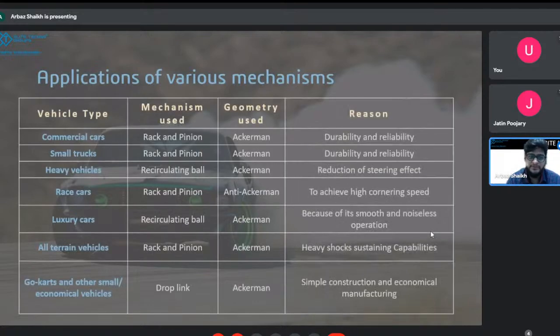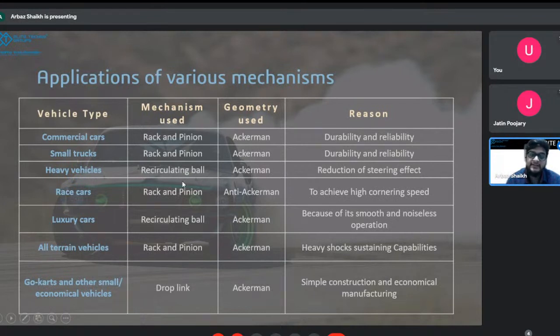Then we went through the applications of various mechanisms. We had commercial vehicles and small trucks. They both had the same kind of mechanism and same kind of geometry for the same reasons, because you need to have durability and reliability. For heavy vehicles, we wanted to reduce the steering effort as much as possible. That's why we started using a recirculating ball mechanism with Ackerman geometry. And we used Ackerman geometry to reduce the wear in the tire.